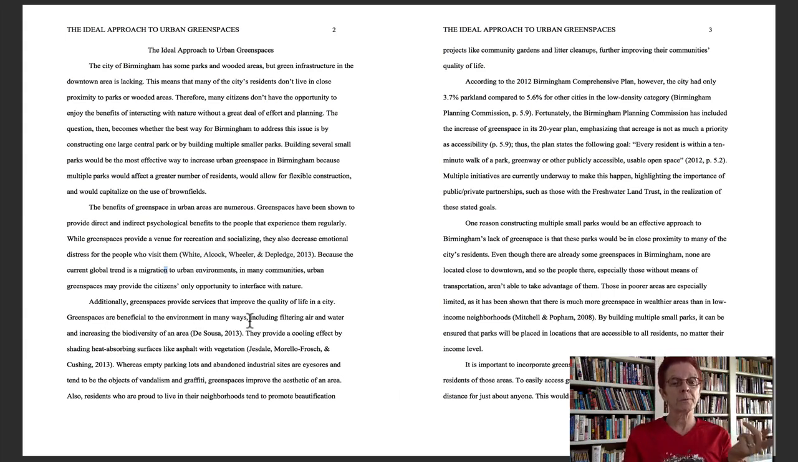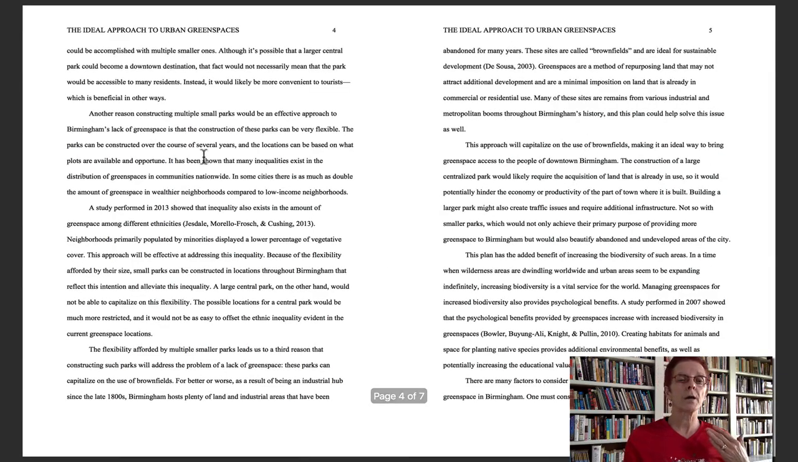Additionally, a good transition: green spaces provide services that improve the quality of life in a city. And then they go on to talk about that. So now they talk about, according to the 2012 Birmingham Comprehensive Plan, all the statistics on how the planning is going along. And now after they've discussed all of this first part, which is would affect a greater number of residents, 1, 2, 3 paragraphs on that, they go on to say one reason constructing multiple small parks would be an effective approach to Birmingham's lack of green space is that those parks would be in proximity to many of the city's residents. So again, some more information about the residents.